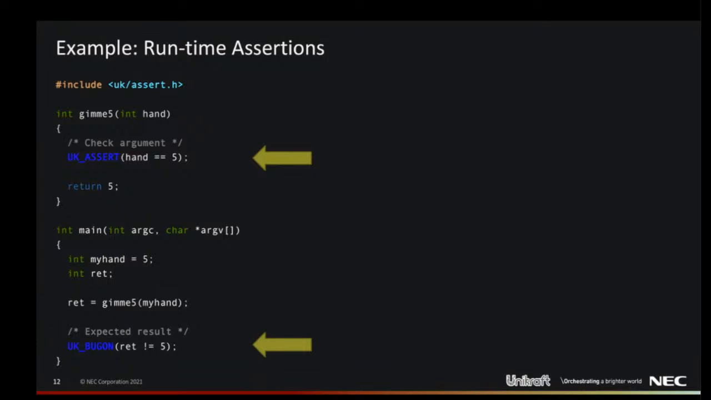I used here UK_BUG_ON, which is actually the same macro, but the condition in there is just negated. So meaning if that condition is met, then we have a bug. I could have used also UK_ASSERT there. And then, instead of return unequal 5, I would write UK_ASSERT return equal 5, right? Because this is what I want to make sure. But it's just to show you have both options, and they behave exactly the same.